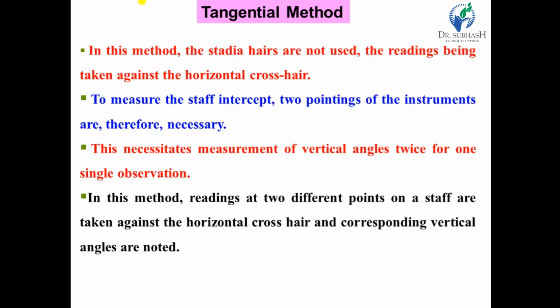In this method, the stadia hairs are not used, the reading being taken against the horizontal cross hair only. To measure the staff intercept, two pointings of the instrument are therefore necessary. The necessity is measurement of vertical angles twice for one single observation. In this method, readings at two different points on the staff are taken against the horizontal cross hair and the corresponding vertical angles are also noted.